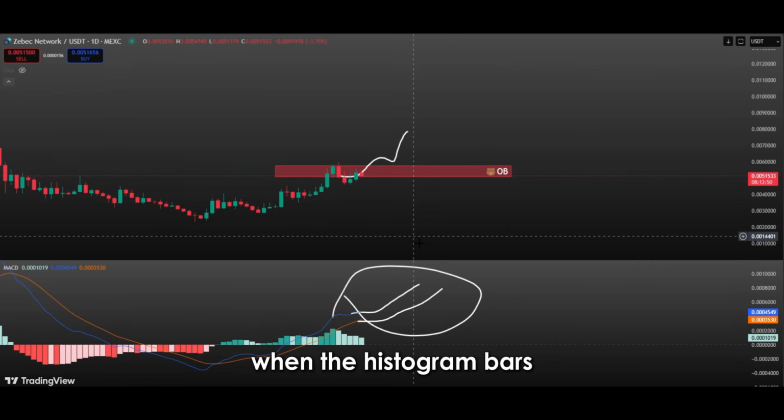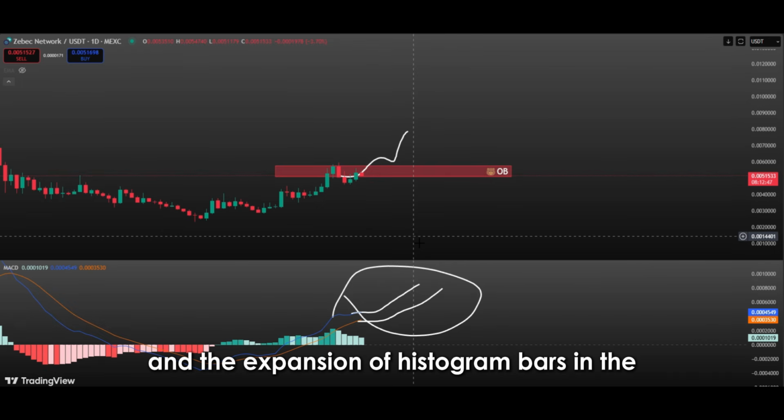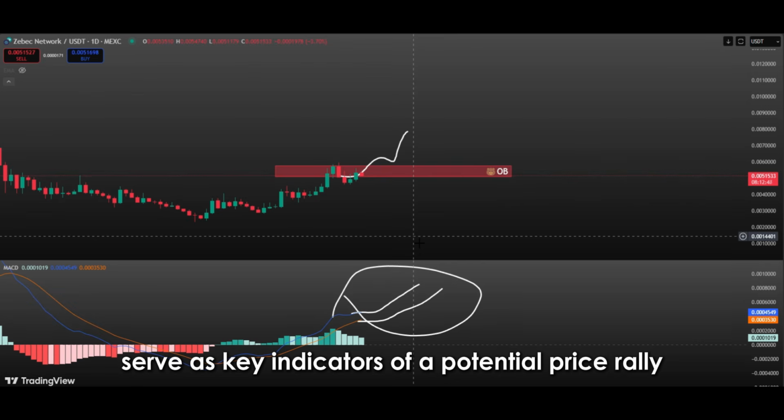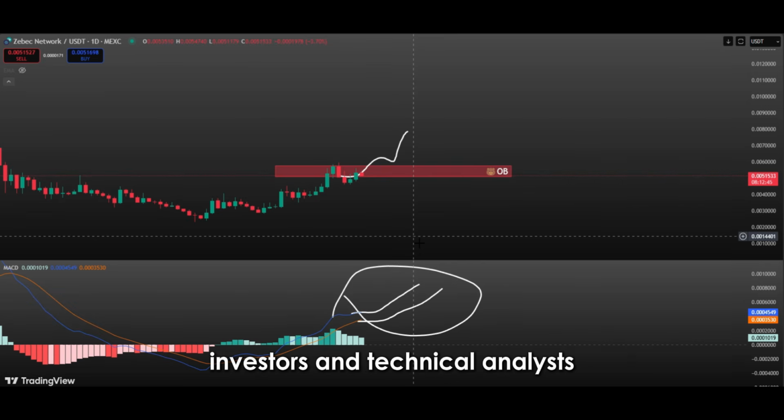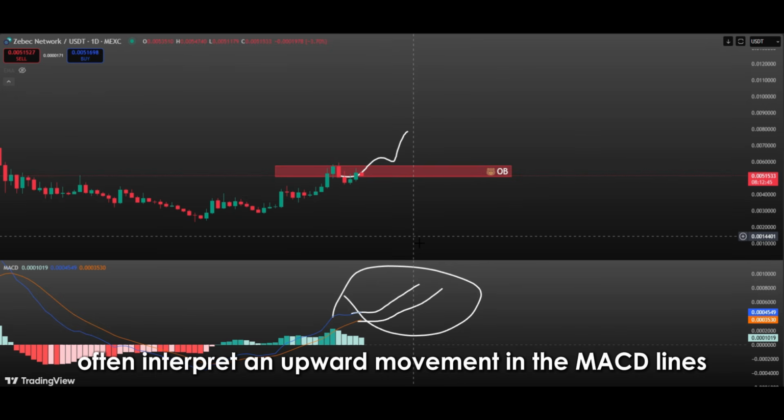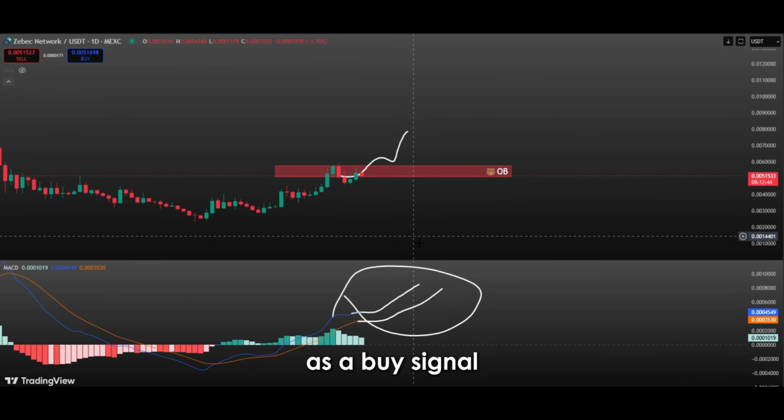When the histogram bars begin to grow above the zero line, it indicates strong buying pressure and a strengthening upward trend. So not only the crossover, but also the upward slope of the lines and the expansion of histogram bars in the positive region serve as key indicators of a potential price rally. Investors and technical analysts often interpret an upward movement in the MACD lines as a buy signal.